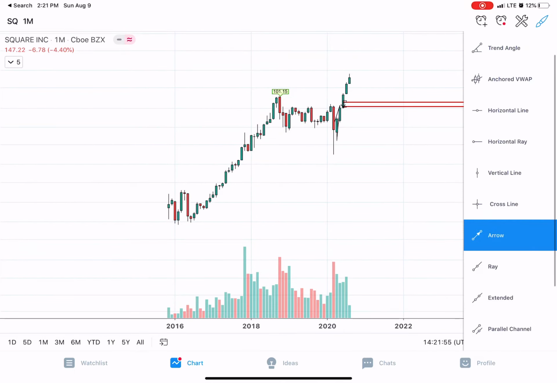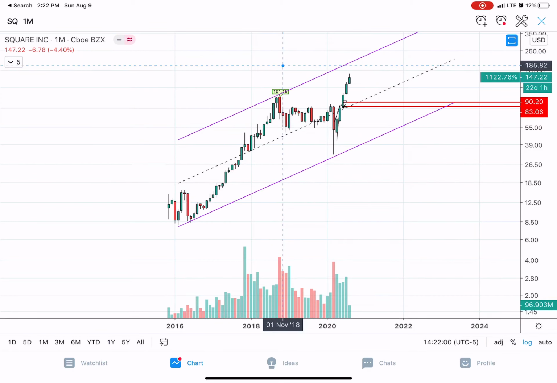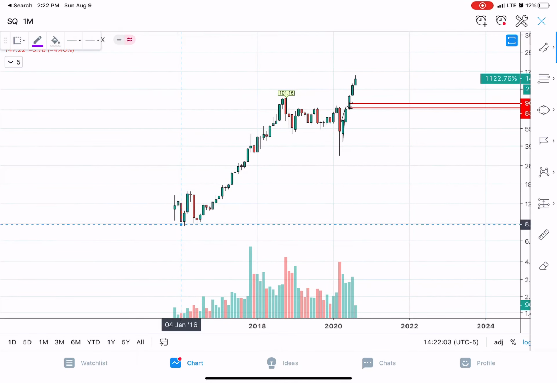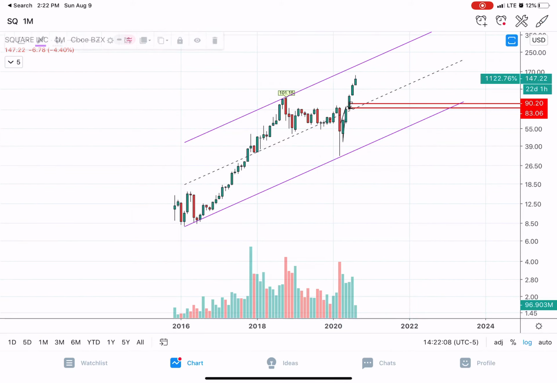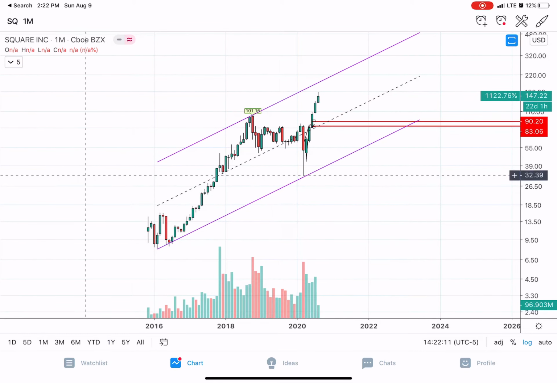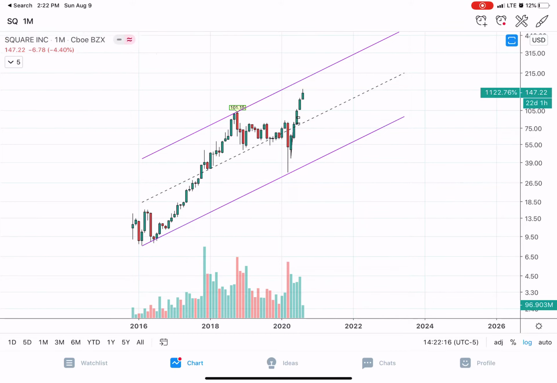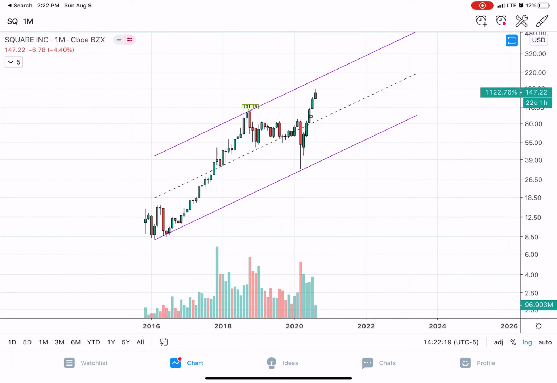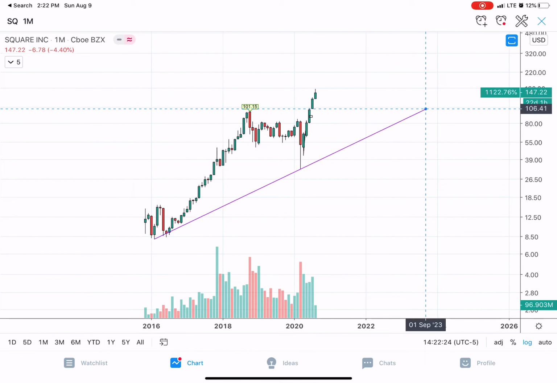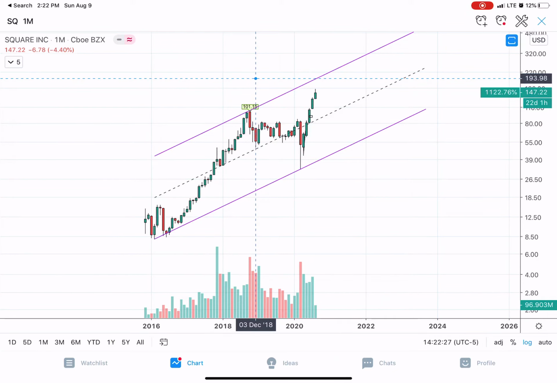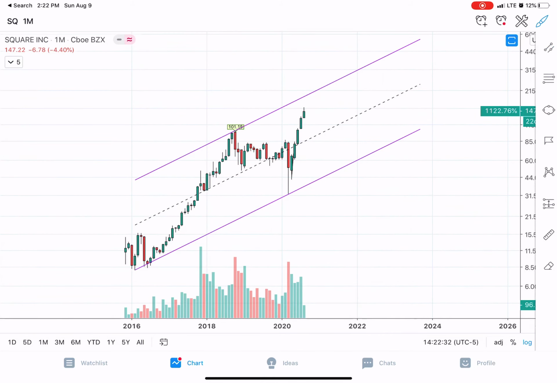Let's check out Square. We have a low here, a low here. Sorry, here's the pivot low. Here. All right, so here again, we have another clean channel on Square. Let me fix this a little bit. Low here to this low, up to this high. So here we got another channel on Square.